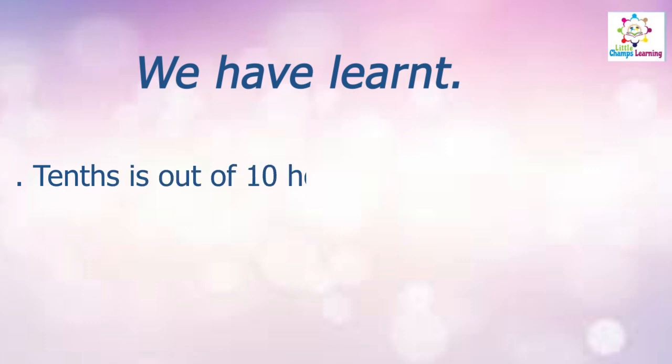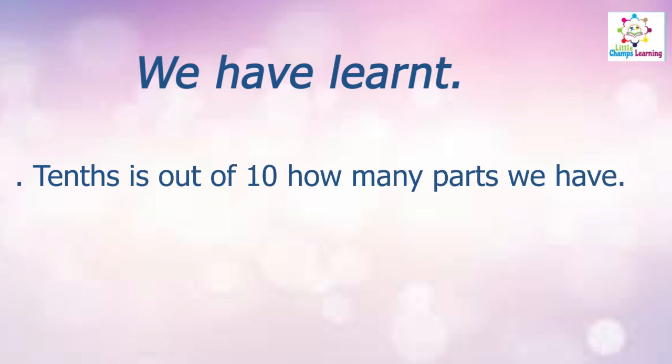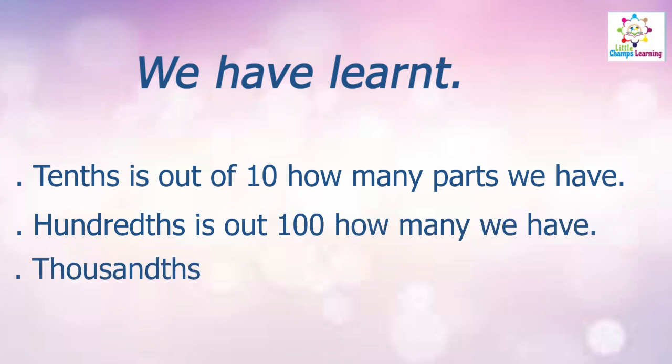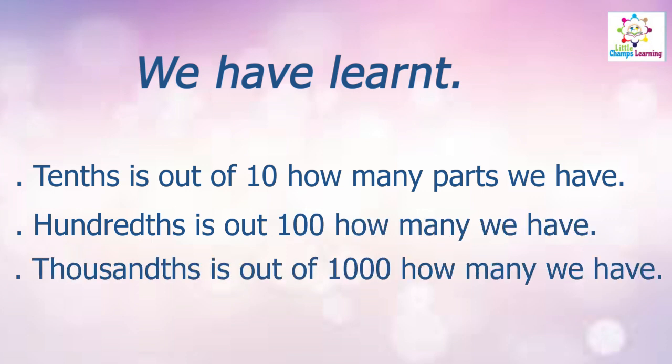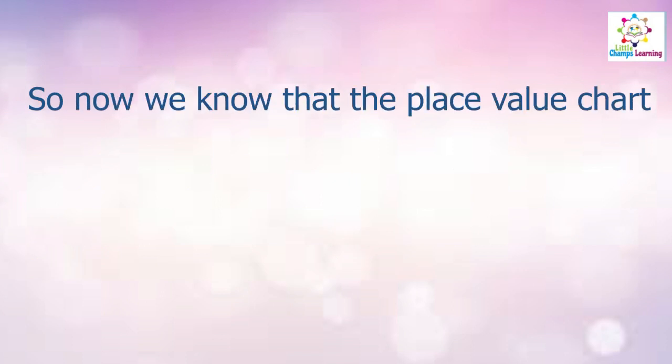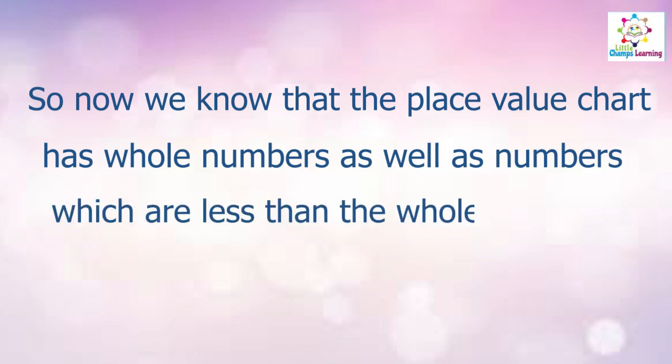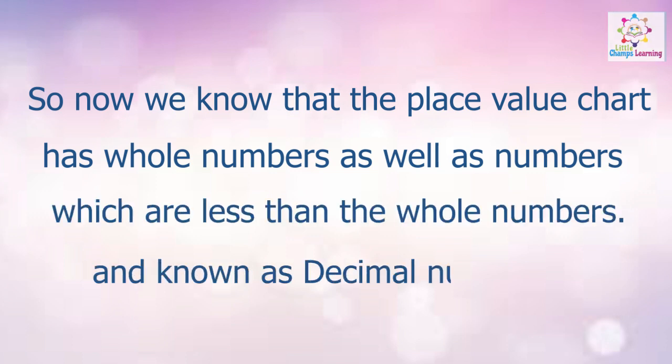Tenths is out of 10, how many parts we have. Hundredths is the same as out of 100 equal parts, and thousandths is out of 1000, how many equal parts we have. So now we know that the place value chart has whole numbers as well as numbers which are less than whole numbers, known as decimal numbers.